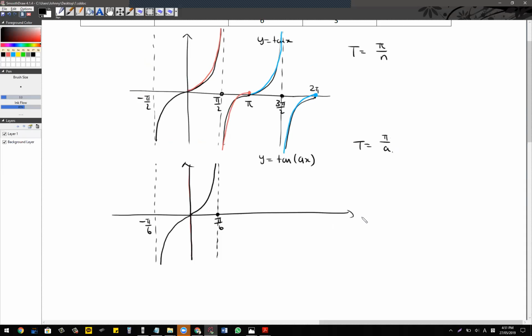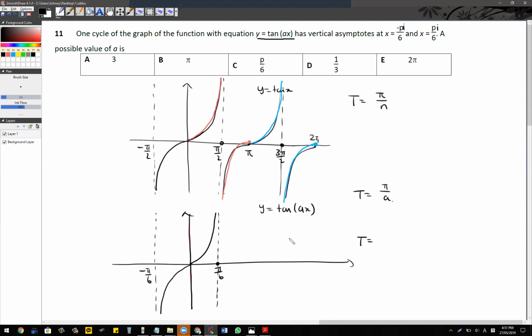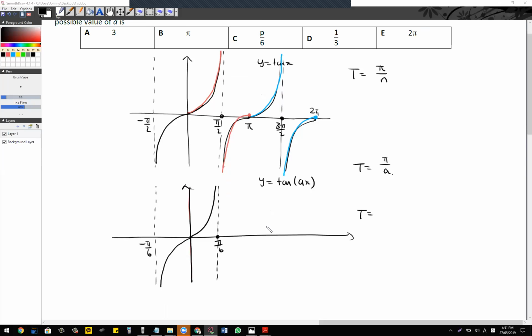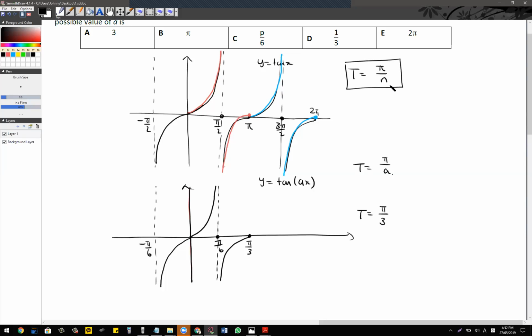Now from this, you need to figure out the period, and then you need to figure out a. So I'm going to give you some time for it. I'm finding, oh, so it'd be pi over 6 times 2. That's right. So the period for this one is going to be over here, for one cycle. So this times 2 is 2 pi over 6, which is pi over 3. That's the period. So period is pi over 3. But the formula for period is pi over n.